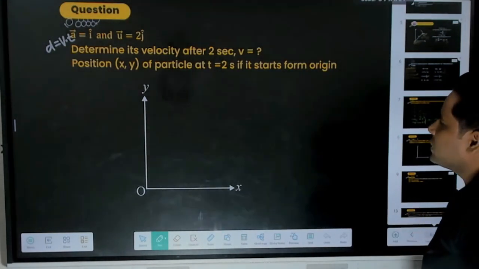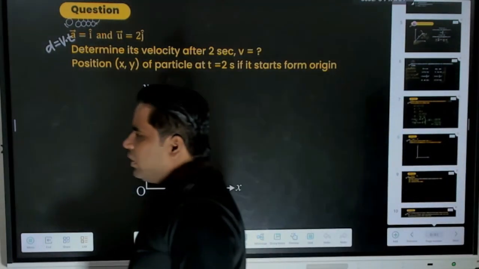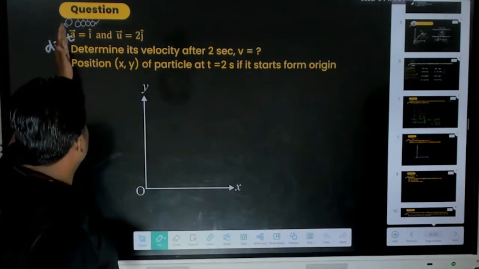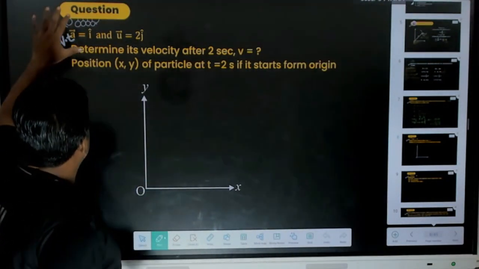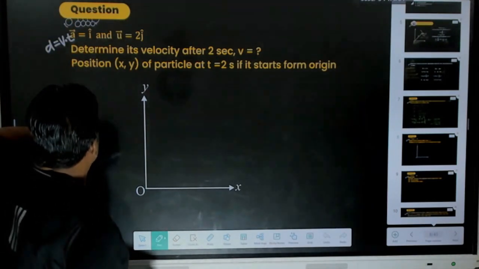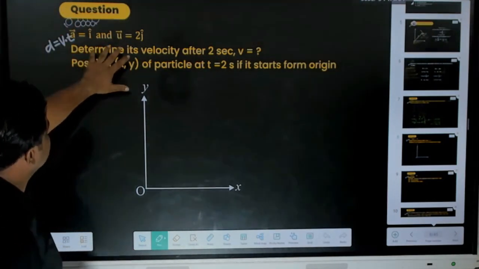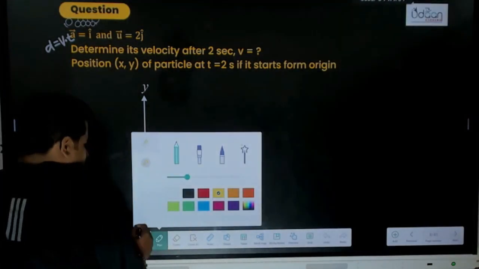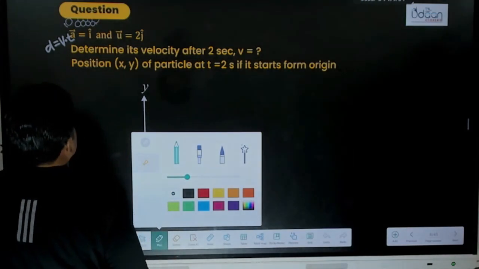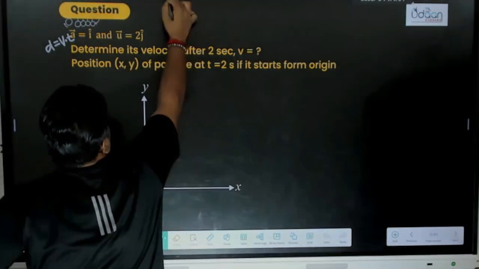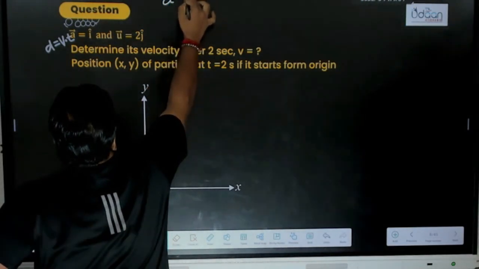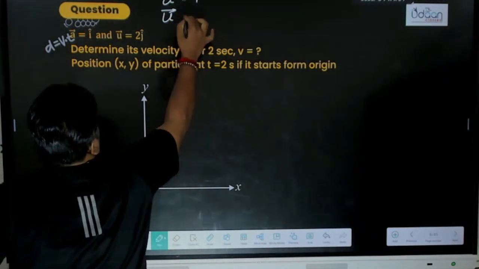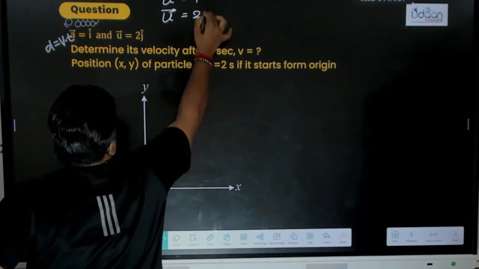Here, first of all, we are going to see one thing, and that is to find out the condition. They are saying that the acceleration vector has been given as i cap, and the initial velocity vector has been given as 2j cap. Again, just repeat with me what they are saying: acceleration is i cap, and the initial velocity vector is 2j cap.